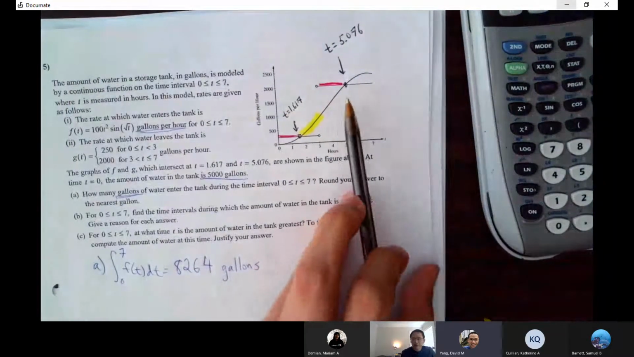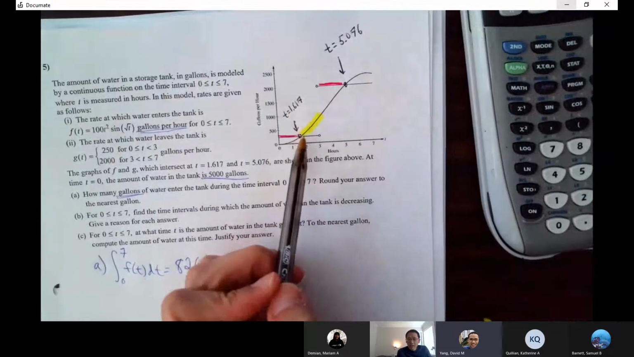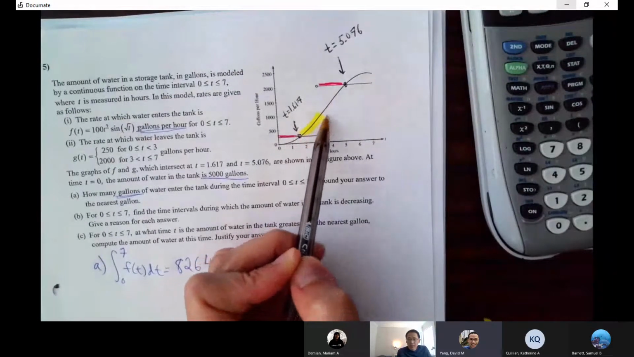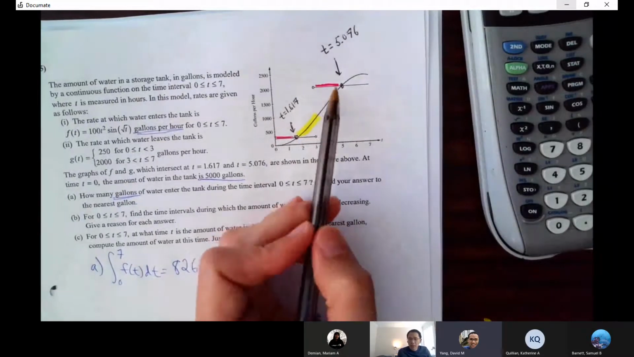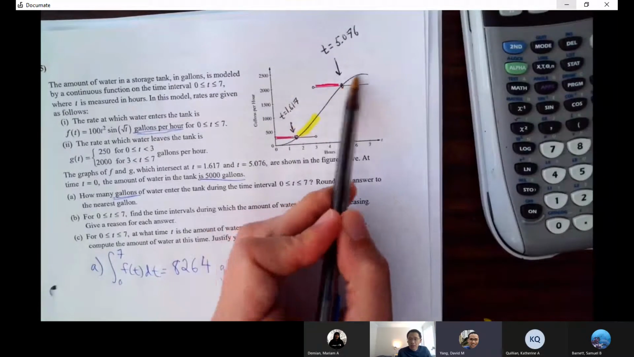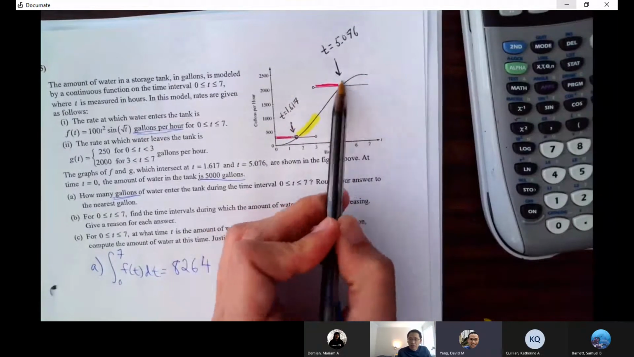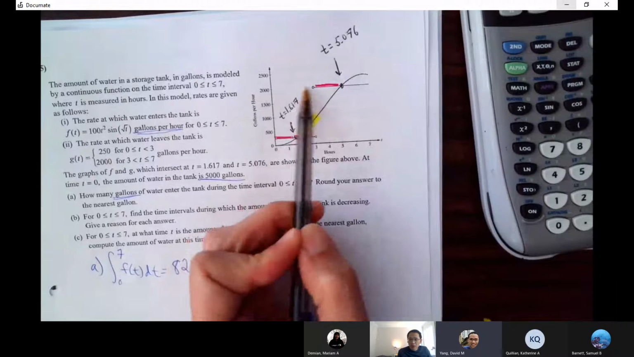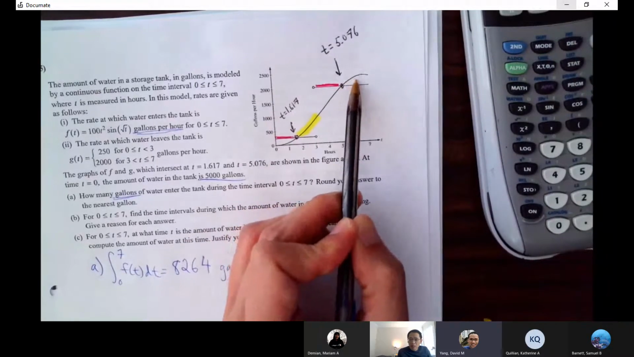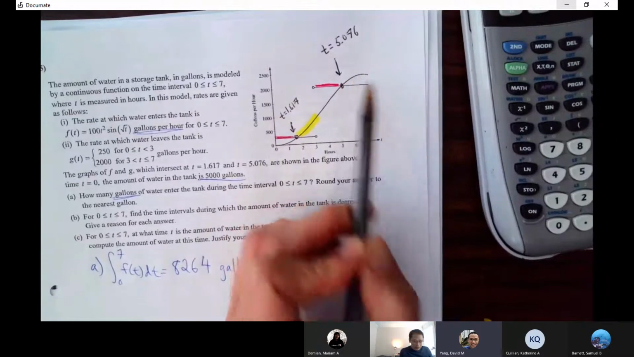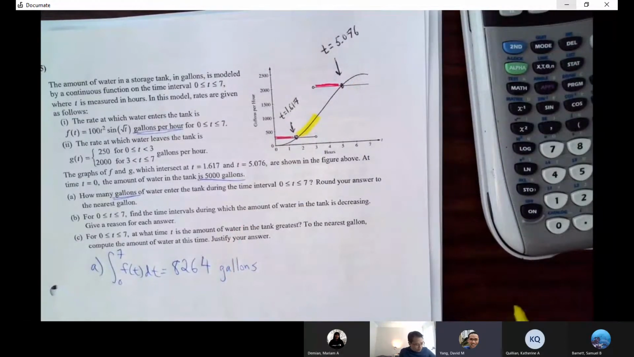But then eventually, after 5.076 hours, the water that's being let in keeps rising and rising, and the rate at which water is coming in keeps growing to the point that it's going to rise above 2,000 gallons per hour. And so this final stretch, even though there's a ton of water being let out per hour, there's going to be even more water being let in, more than 2,000 gallons per hour. So I'm going to indicate that with yellow again.